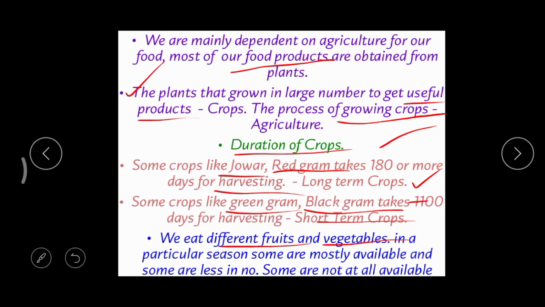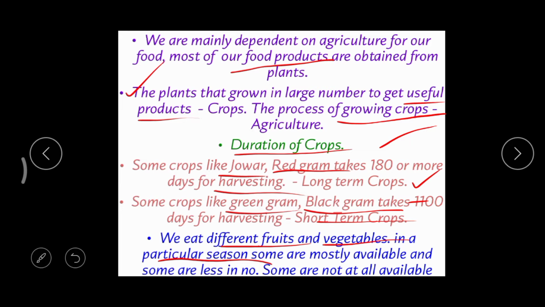Can you say that these fruits and vegetables are available throughout the year? No. Some fruits and vegetables are very high in a particular season. In the summer season we can find more fruits. In summer we may find some types of fruits and vegetables, in winter we can find some others, and in the rainy season some others. Some are fewer in number and some are not at all available, right?